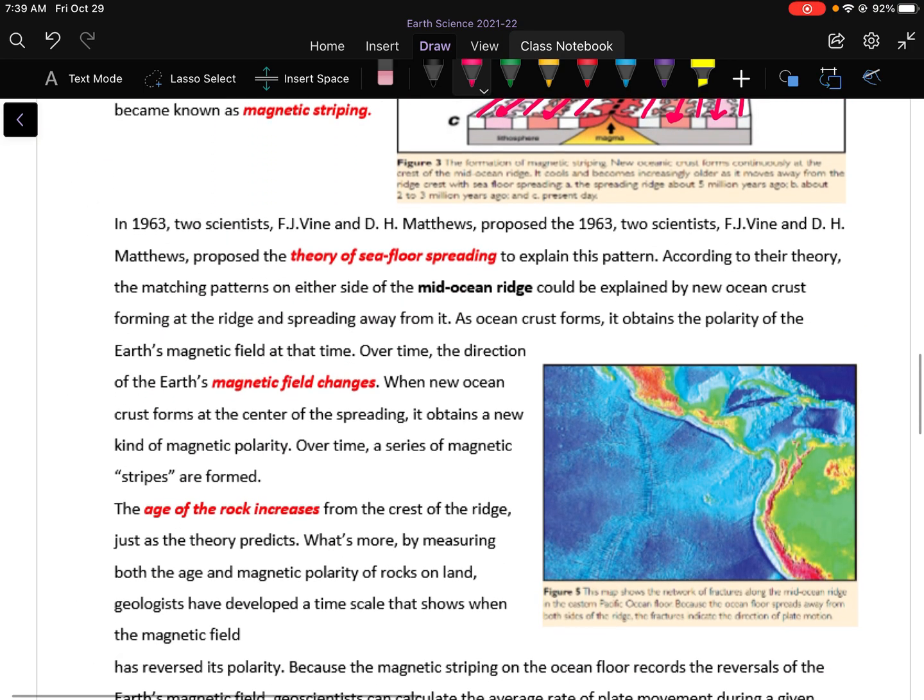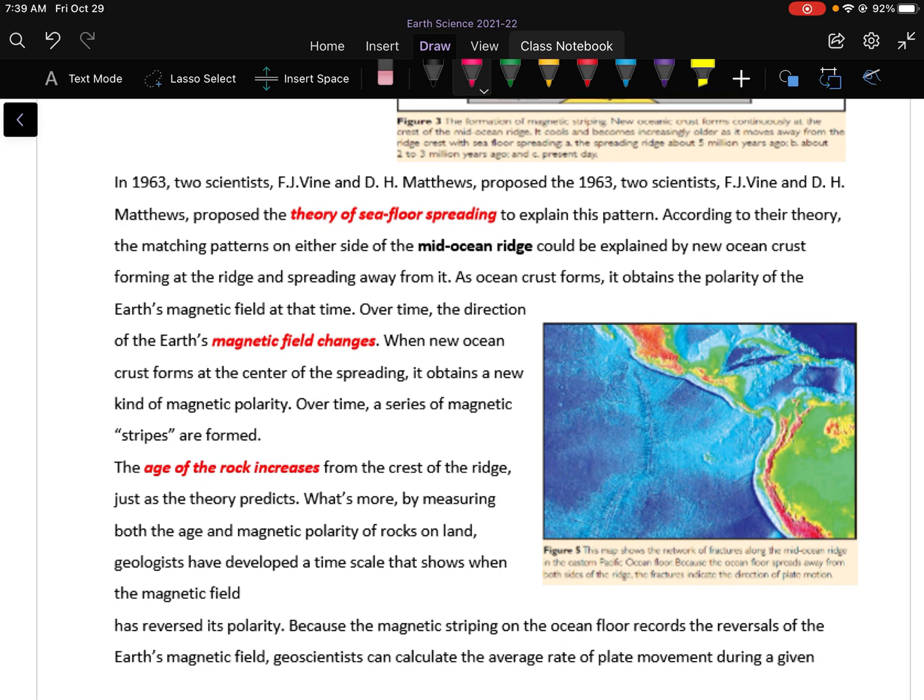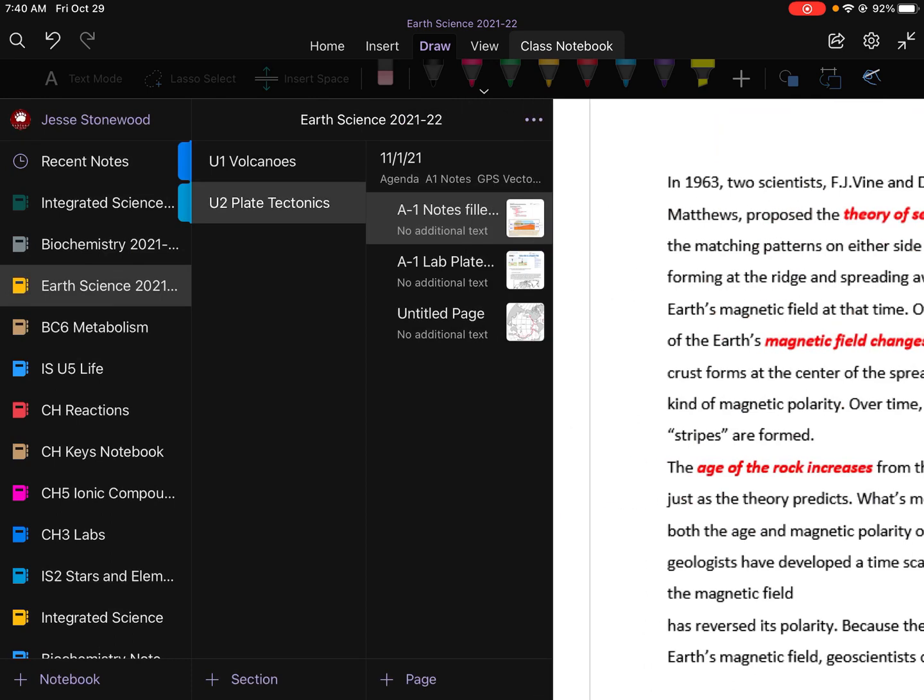All of this information, these weird different phenomena, led to the theory of seafloor spreading. And the theory of seafloor spreading is basically still the accepted wisdom of scientists at this point. It explains the variation in the magnetic field, or magnetic field striping. It also explains how the age of rock increases as you go from the center of the ocean, what we call a spreading ridge, towards the margins by the continents.